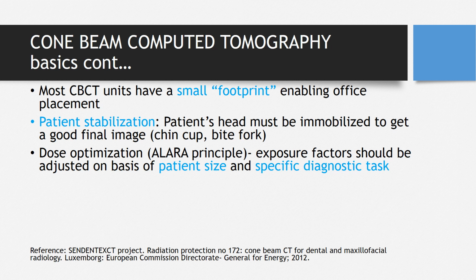You need to take care that you are adjusting the exposure factors based on whether it's a child or an adult, or whether your patient is big-sized or a small female or a large male, and what is the specific task area that you want to see. Are you looking at a small area, large area? So the cone beam computed tomography software allows you to adjust all of these to give your patient the least exposure with the best image that you would want to see.